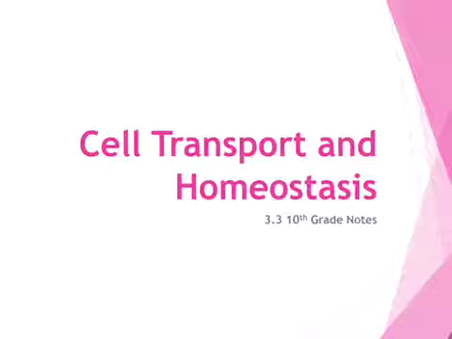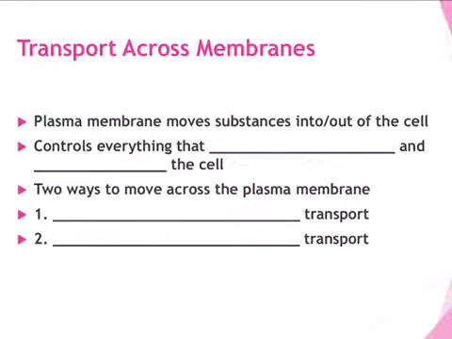Now that we've learned about the discovery and the history of the discovery of cells, and then the structures within the cells and how cellular organisms get classified and organized, we're going to look at how cells transport materials into and out of their cells or across the plasma membrane in order to maintain homeostasis. So the plasma membrane moves substances into and out of the cell. We've pretty well established that. It controls everything that enters and leaves the cell.